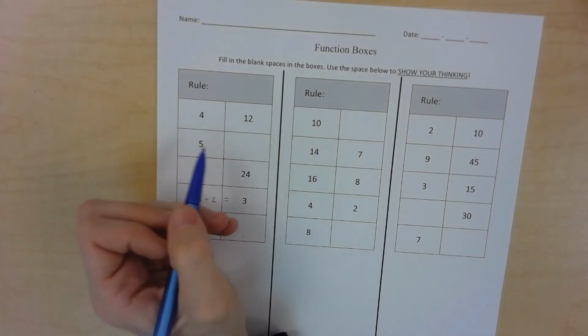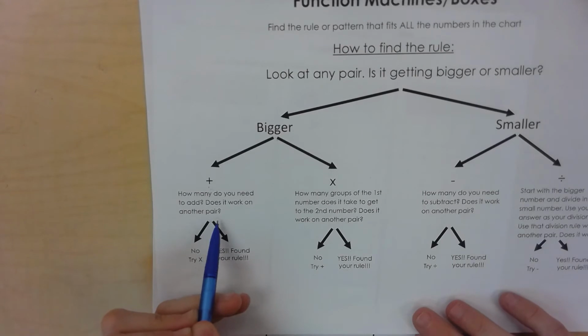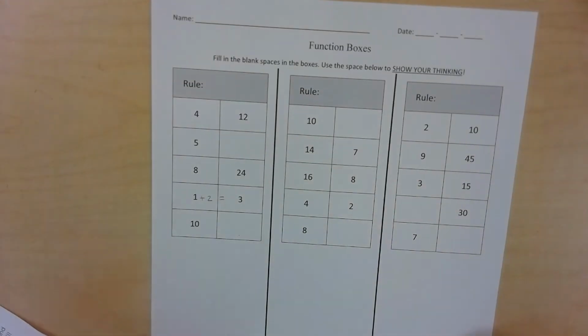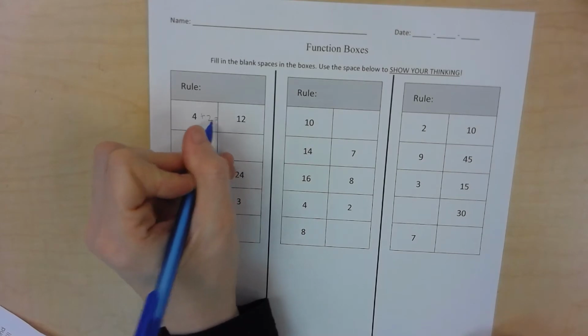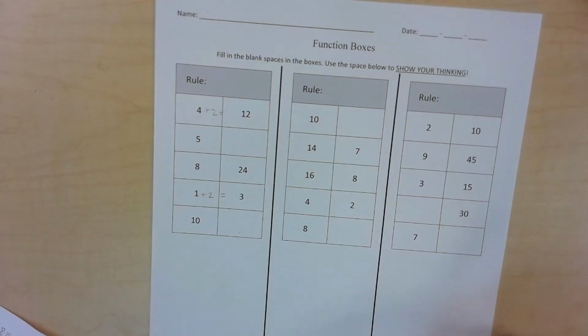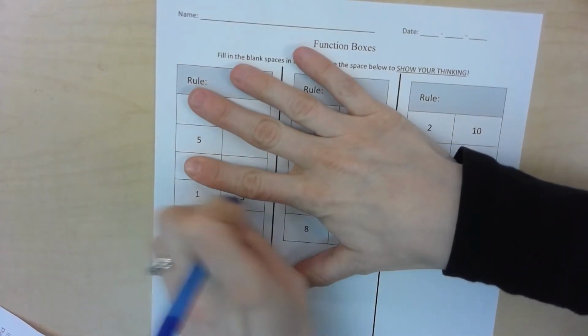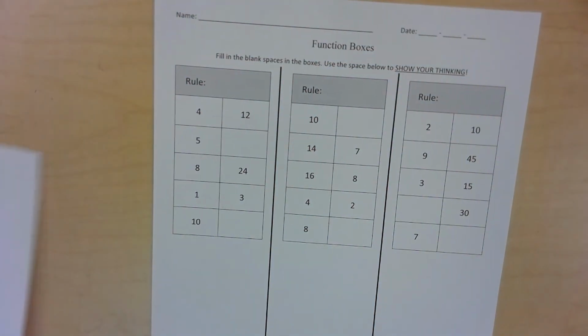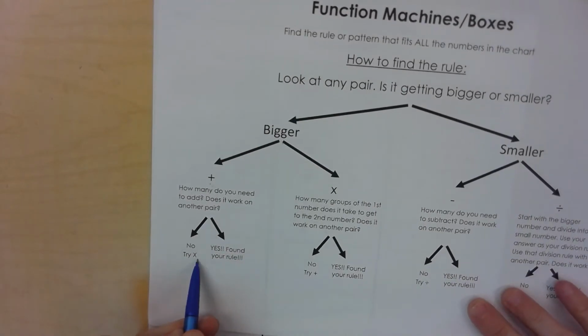Then it says, does it work on another pair? So I'm going to go up here and say, okay, I'm going to add 2. If I do 4 plus 2, does that equal 12? That does not equal 12. So that is not my rule. No, it doesn't work, so try multiplication.